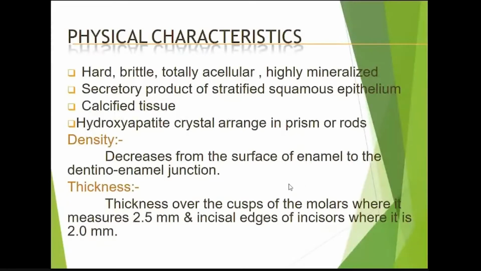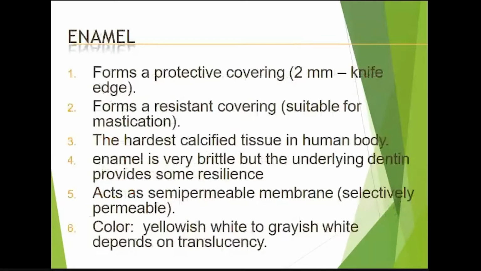Its thickness over the cusp of the molar measures 2.5 millimeter. Look at its thickness, the thickest area of the enamel, 2.5 millimeter. Where is it found? It is found at the tip of the cusp, at the cusp of the molars, and incisal edges of incisors where it is 2 millimeter. The enamel forms a protective covering, a 2 millimeter knife edge, forming a resistant covering suitable for mastication.